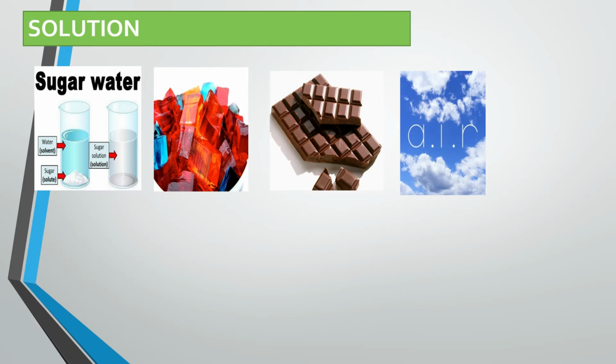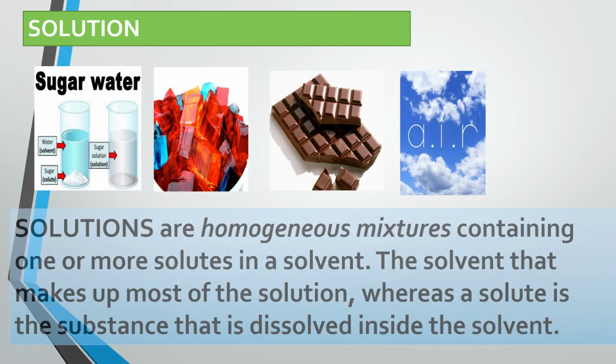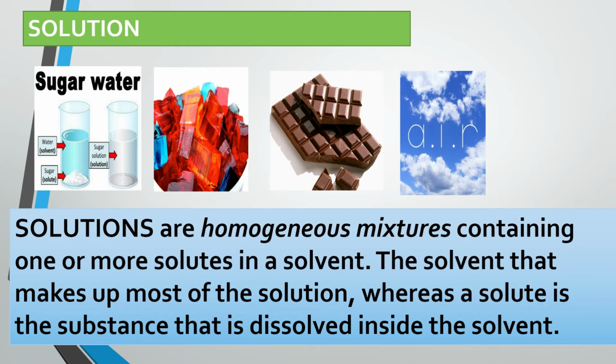Next, an example of a homogeneous mixture is the solution, wherein a solution is a homogeneous mixture containing one or more solutes in a solvent. The solvent makes up most of the solution, whereas the solute is the substance dissolved inside the solvent. So in a solution, we have two substances, again, solvent and solute. Always remember that the universal solvent is water. Why water? Because many things can be dissolved in water, so it is called the universal solvent. Also, our solvent and our solute can be either solid, liquid, or gas.